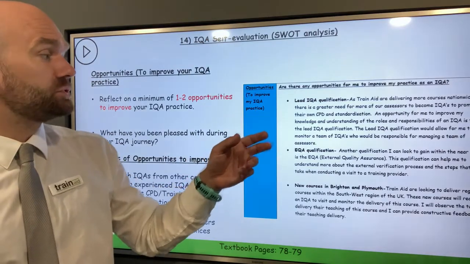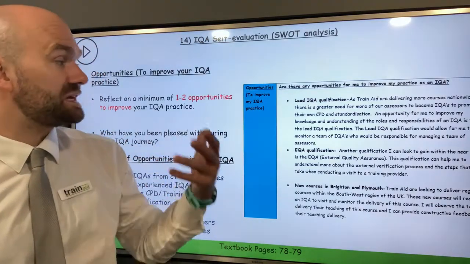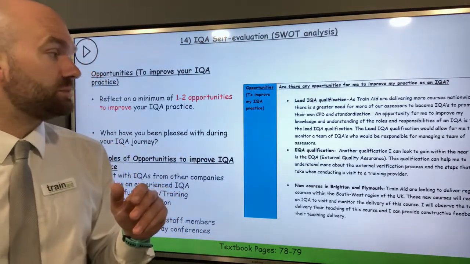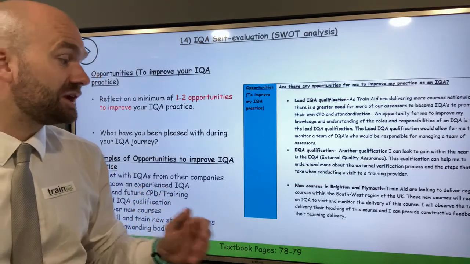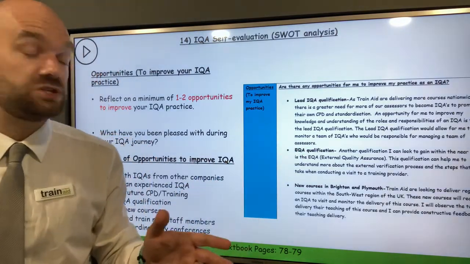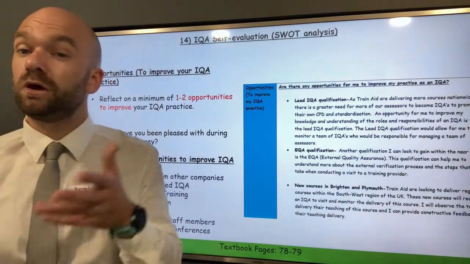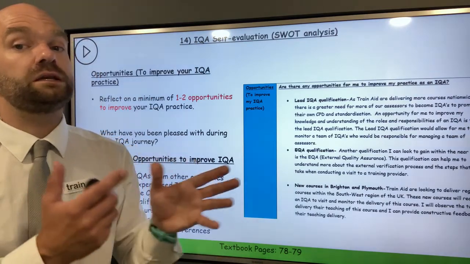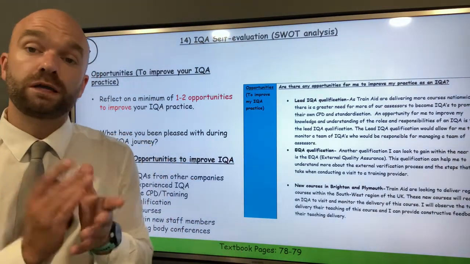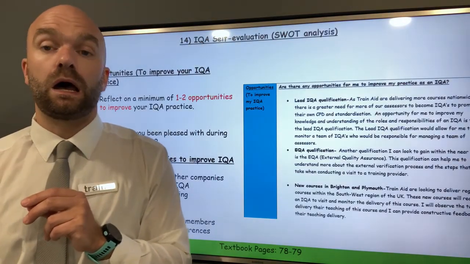Here are my examples to embark on the lead IQA qualification. So as we are getting more assessors and IQAs here at TrainAid, it'd be very important for me to embark on the lead IQA qualification. Another idea is the EQA qualification. That's another aspiration. And also the promotion of new courses, so new locations for our courses, making sure that they run smoothly as well. So once again, for your IQA portfolio, we're looking for a minimum of 2 opportunities to improve your practice.